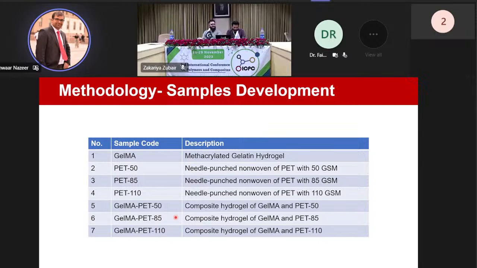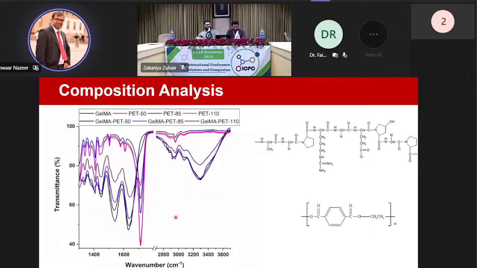So of course, first of all, we had to see whether we were able to incorporate this GelMA or gelatin successfully into the fibrous network or not. So for this one, we performed the composition analysis through FTIR, and we can see that the amide region of gelatin is, of course, overlapped with the hydroxyl band, and we can see the appearance of this amide region over here. And the typical carbonyl peak of polyester is also appearing over here. So this shows ultimately that we have incorporated the GelMA into the non-woven fibers successfully.